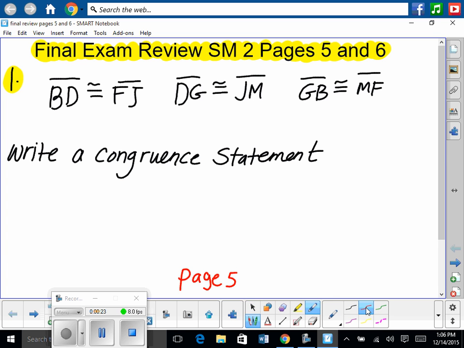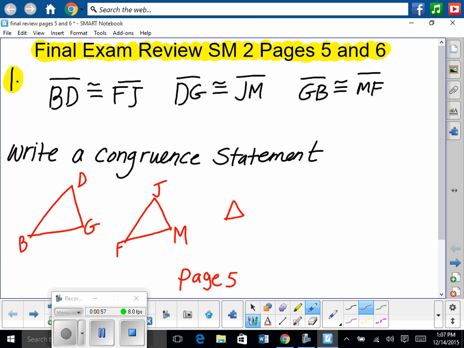So I said, okay, I have a triangle with side BD. And I have a different triangle, where that side corresponds to FJ. Do you see how they line up in the same spot? Now DG, so now we have a D to a G, that is congruent to side JN. So I drew it down, and then GB, that side is congruent to MF. So now I have my two triangles, and the congruent statement's really pretty easy.